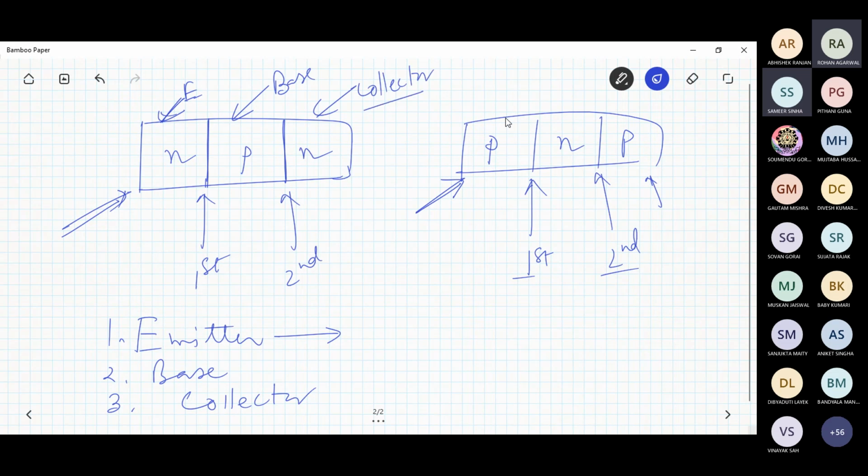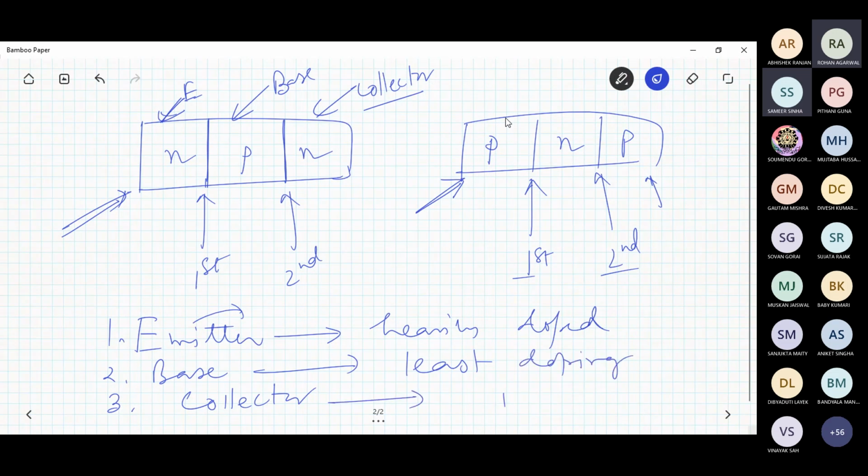The terminology emitter means it emits, that means it supplies charge carriers to the other two regions. An important feature of this emitter region is that it is heavily doped; out of these three, it is the emitter region which has the highest level of doping. The base region will have the least doping.